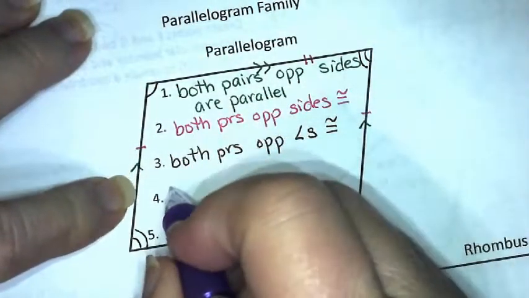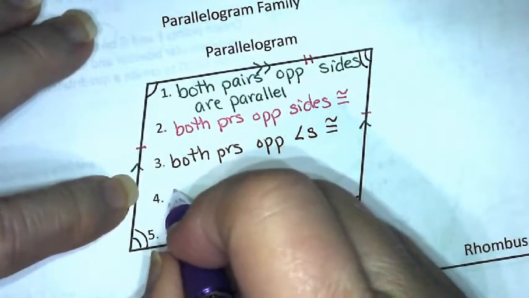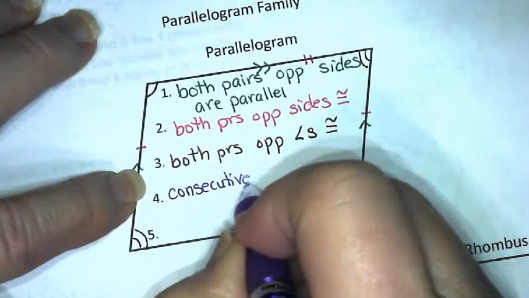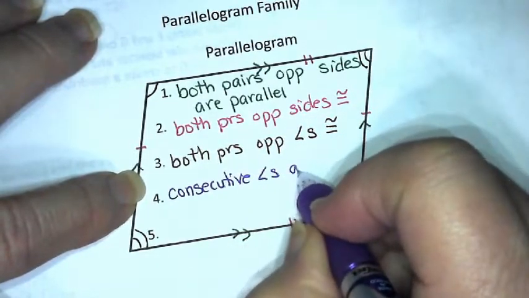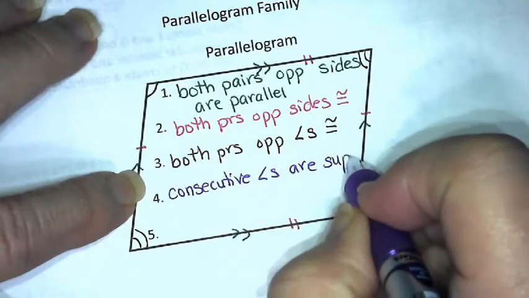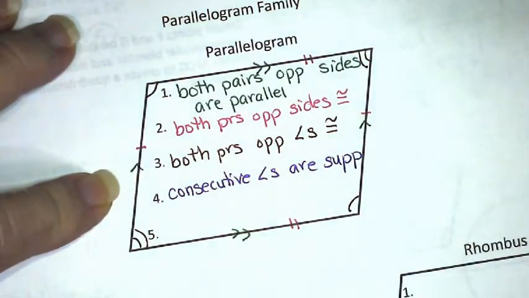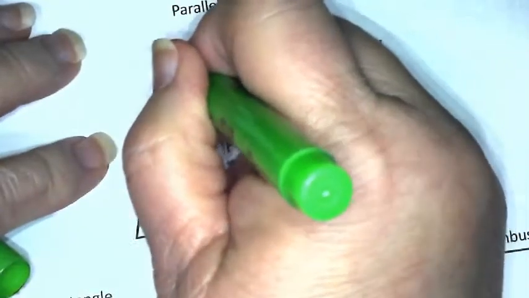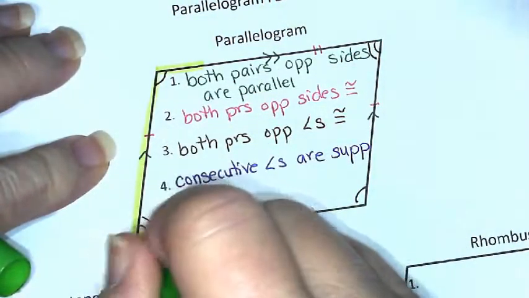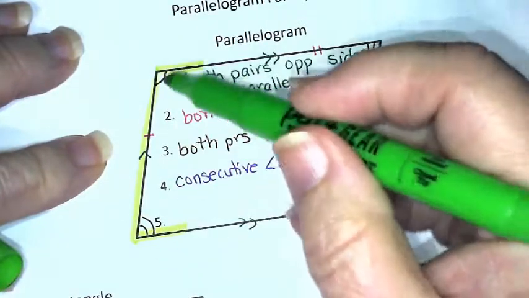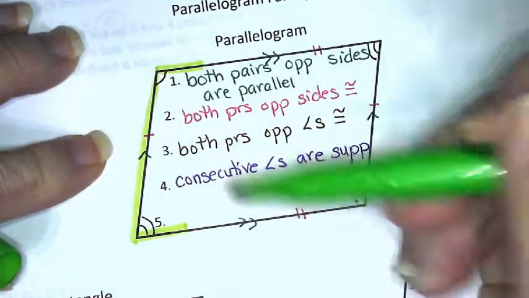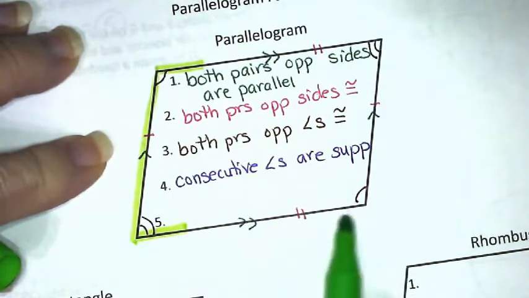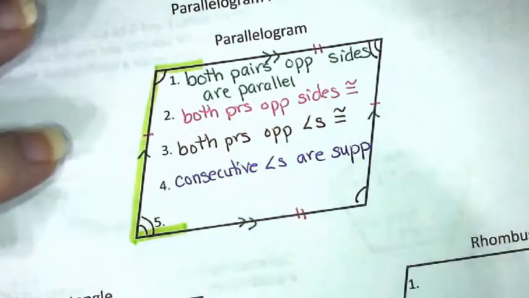Number four, we know that the consecutive angles are supplementary. Those would be your same side interior angles. So an example of that would be this angle and this angle. These two angles add up to 180. They're consecutive. These two angles add up to 180. The consecutive angles are supplementary.